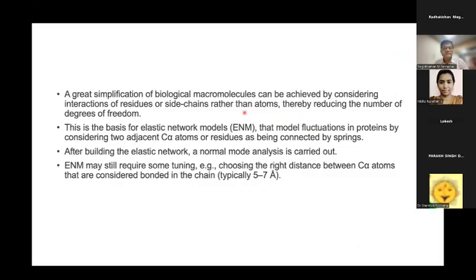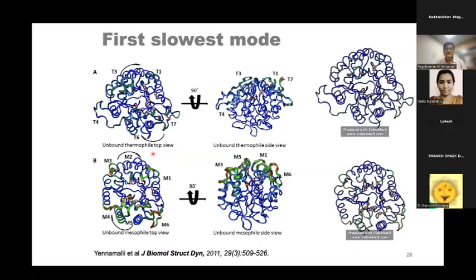the great simplification is that you reduce the number of degrees of freedom which you have in molecular dynamics simulation. So by building an elastic network model, you carry out normal mode analysis and you can find out which parts of the region in a protein are rigid and flexible. For example, here, the ones colored red are highly flexible. The ones in blue are not so flexible. The one in green is intermediate.